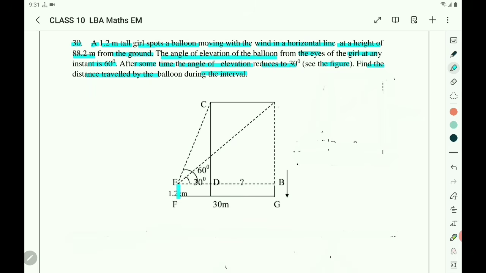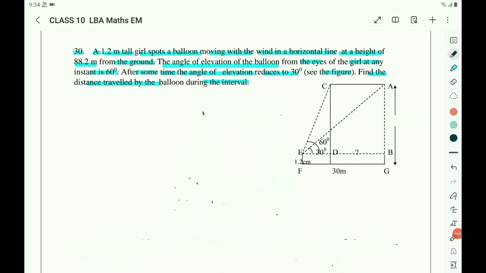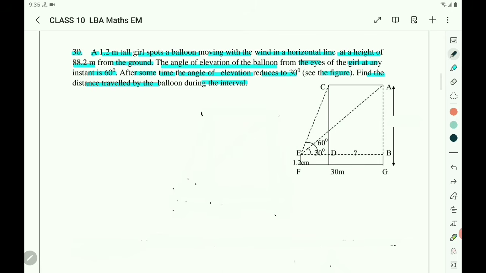Consider EF is a girl, that is equal to BG. The height of the girl is 1.2 meter. C is the position of the balloon and A is also a position of the balloon. C is the initial position of the balloon. A is the final position of the balloon that the girl observes.